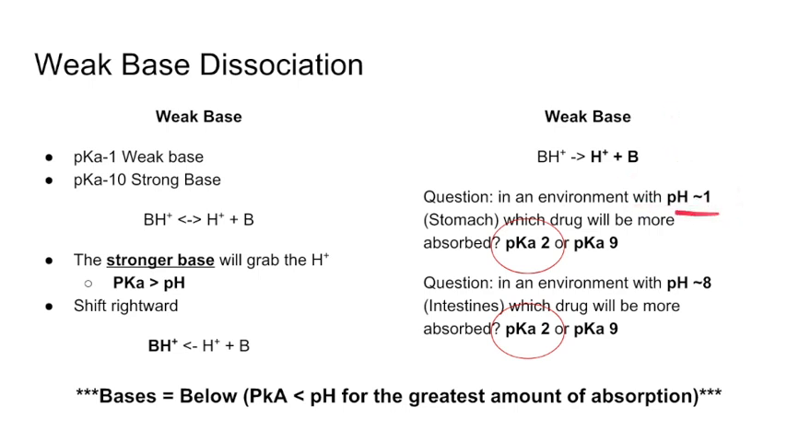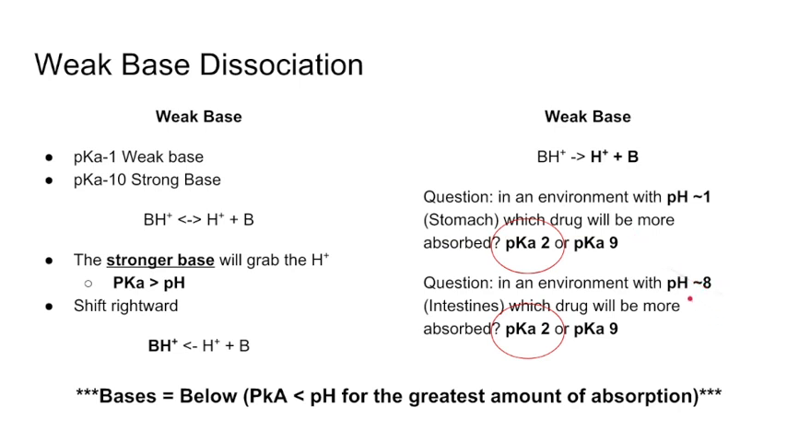So in the example, if you had a pH of 1, which is something you'd find in the stomach, which drug would be more absorbed? A weak base with a pKa of 2 or a pKa of 9? And that would be the pKa of 2 because it would be the weaker base. You'd have more of the dissociated form, whereas if you had a strong base, it would be in its ionized form and it would not be dissociated and it wouldn't cross the membrane.